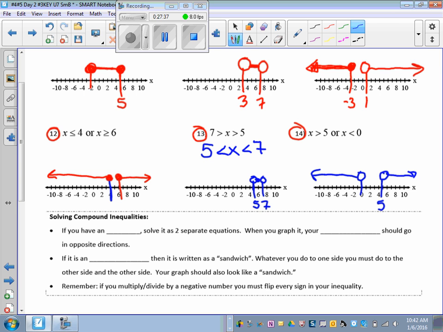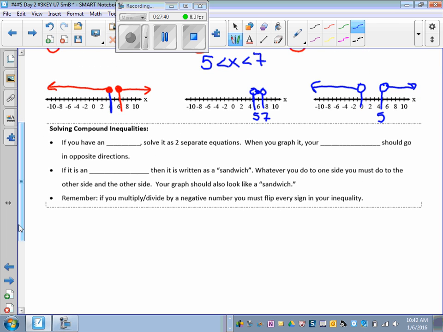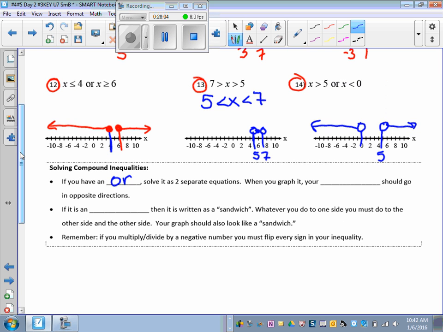Okay, let's do some solving. Which is again, just like we did last class, just a little bit more work because there's 2 equations in one. Alright, solving compound inequalities. If you have an or inequality, solve it as 2 separate equations. So like we see for number 14, they're 2 separate, leave them as 2 separate. When you graph it, your arrows should go in opposite directions, just like we've seen for every or statement.